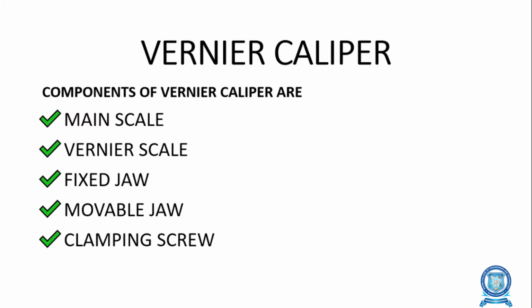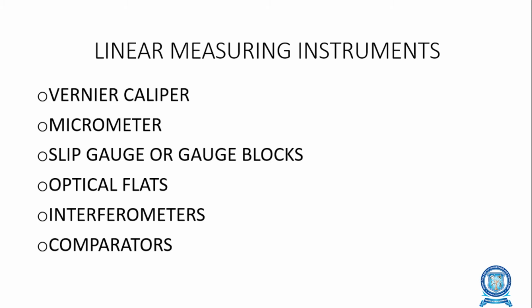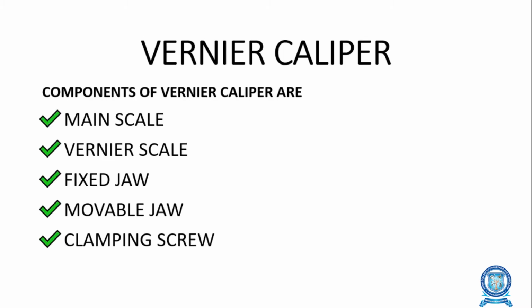Before we move on to the vernier caliper, we should know what vernier instruments are. Vernier instruments have two scales of different sizes which are used to measure dimensions with high accuracy. Various types of vernier instruments we discussed here: vernier caliper, micrometer, slip gauge or gauge blocks, optical flats, interferometers and comparators.